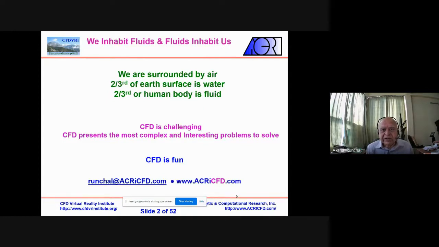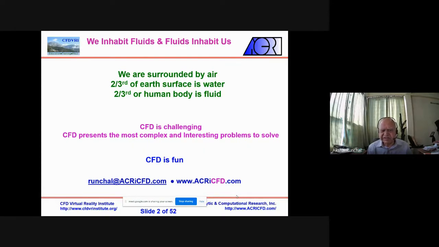So let's first see. My Professor Spalding was very active in this field, and he used to say that we inhabit fluids and fluids inhabit us. We're surrounded by air, which is a fluid, of course, and 2/3 of Earth's surface is water, and 2/3 of the human body is also either air or water. So CFD is very pertinent to both our environment, our existence, as well as ourselves.